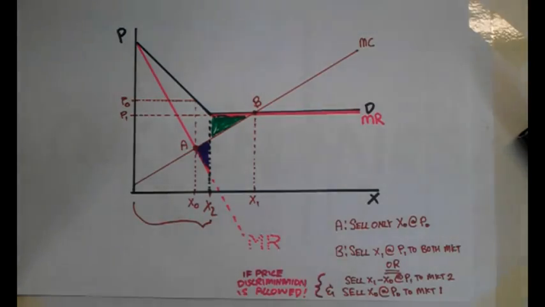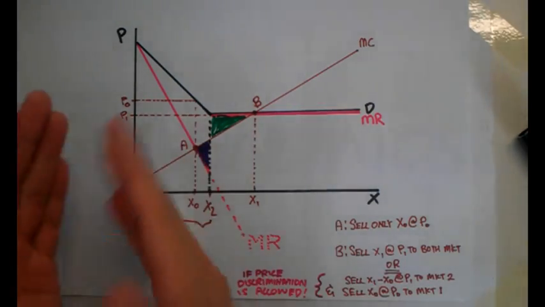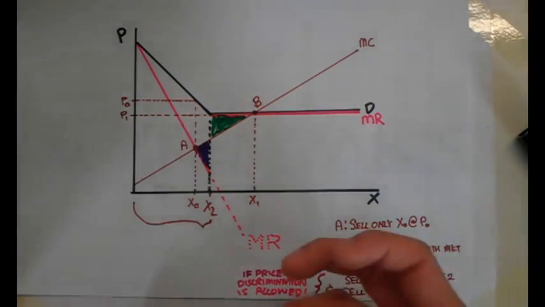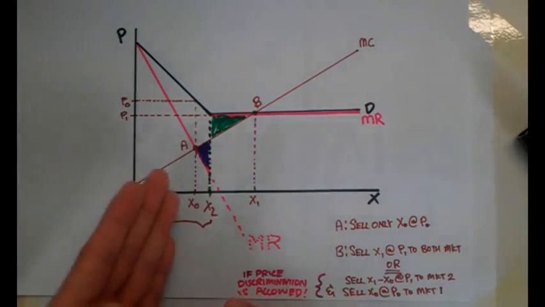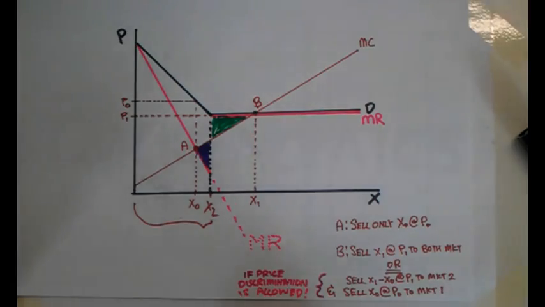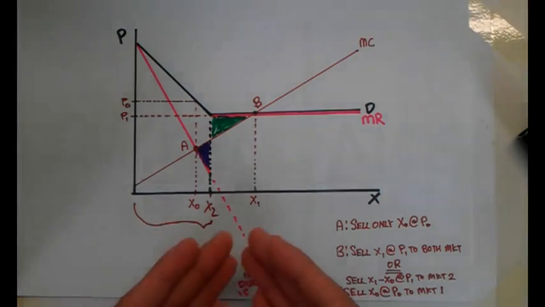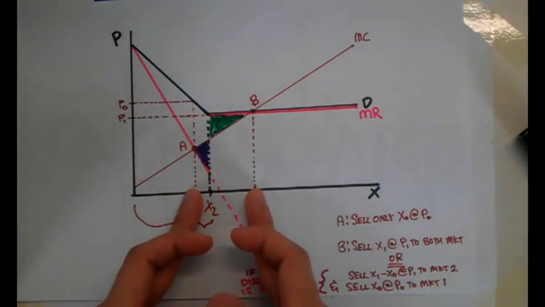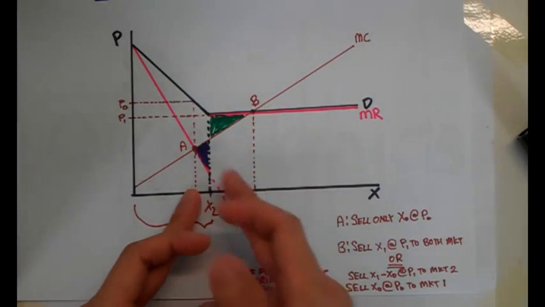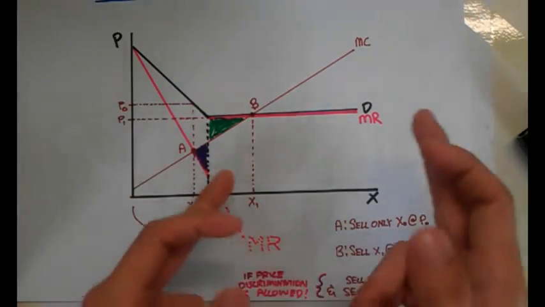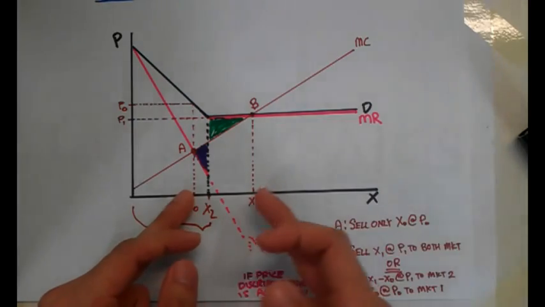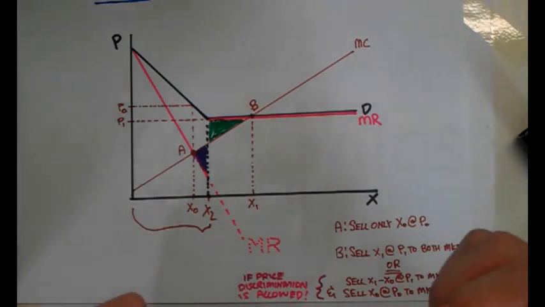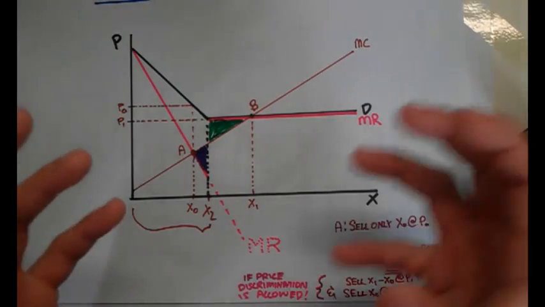Now, what if we can price discriminate? If we can price discriminate, obviously we will sell X0 at a price of P0 to the first market, because that's where we can gain the most revenue. Now, how much are we going to sell to the overseas market? We are going to sell X1 minus X0, that means this much, to the overseas market, to market 2. And because the area of gain is larger than the area of loss, we will produce this much, sell it to the second market, and we will still make a gain. That is only if the area of gain is bigger than the area of loss.